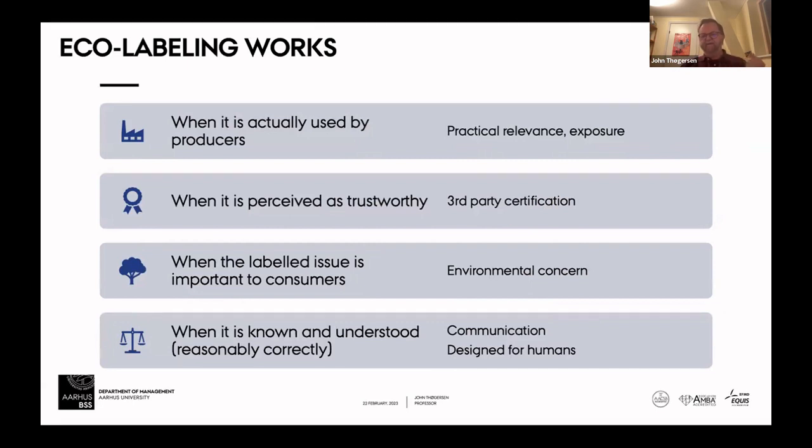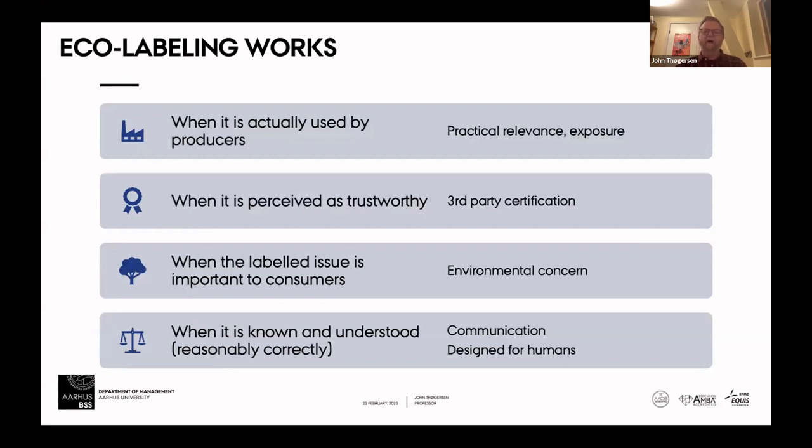Of course, a prerequisite for the labeling to work is that it's actually used by producers. And this is where the issue of mandatory versus voluntary comes in. It's been shown that a number of voluntary labels are not necessarily used by producers, and if they are not used, consumers are not exposed to them, and of course cannot use them in practice. In addition, eco-labels need to be trustworthy. If they are not perceived as trustworthy, consumers will not use them.